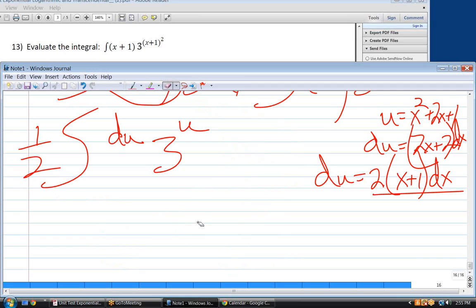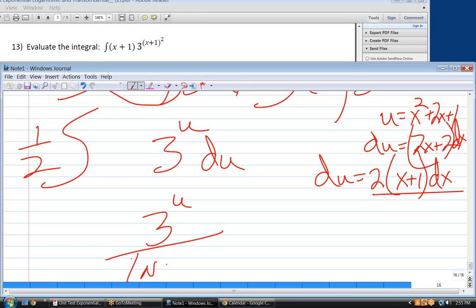So what is the integral of 3 to the u du? Oh, the integral of that, so that's 3 to the u over natural log of u, right? Oh, natural log of 3 to the u? Natural log of 3. Not natural log of 3 to the u, just natural log of 3.